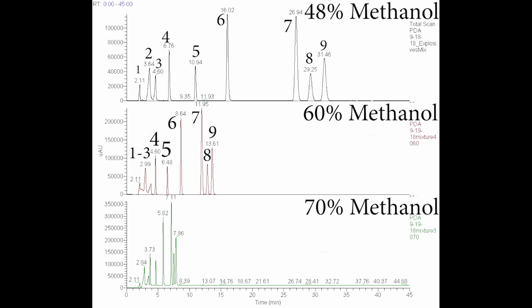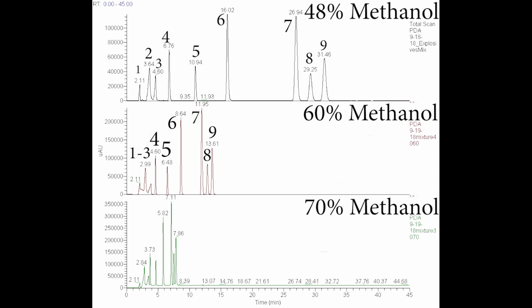If we get even more ambitious and go to 70%, it looks like we still have 7, 8, and 9 barely resolved, probably, and this stuff comes out much quicker than it did in our first separation. We're done in under 10 minutes, but we've lost definitely 1, 2, and 3, and then maybe 4. So 70% definitely isn't going to work. 60%, if we're focused on 7, 8, and 9, 60% is great. But if we want everybody resolved, we have to stick with 48% methanol, and we have to go for a long time. We had to go for these 35-minute runs.